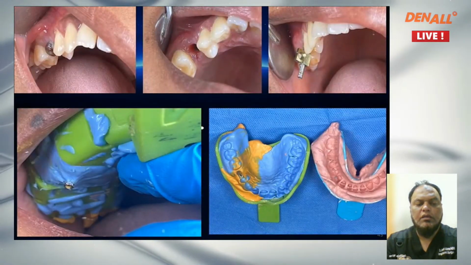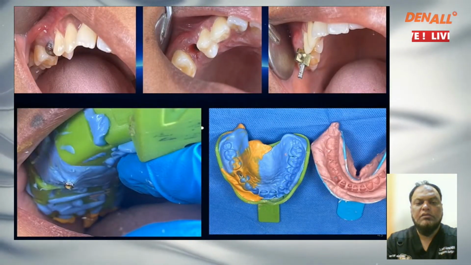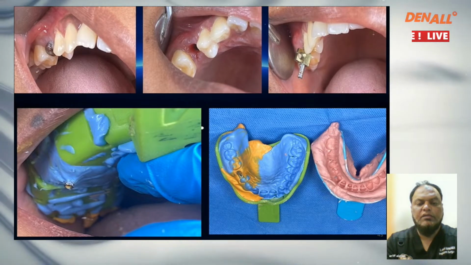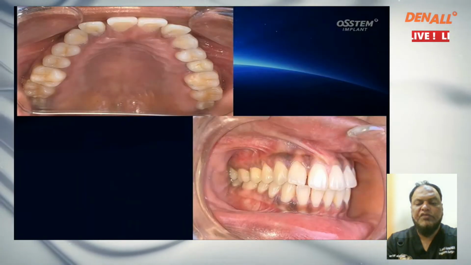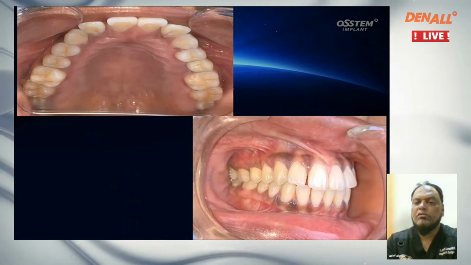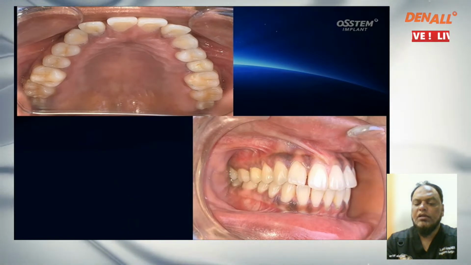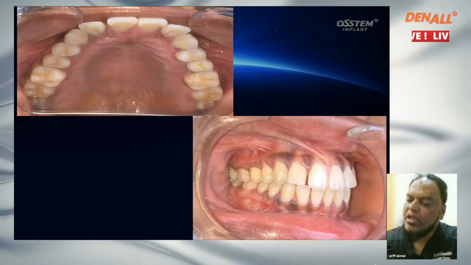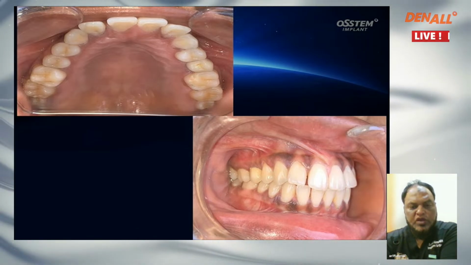And then healing abutment, impression coping, closed and open tray impression coping done, impression taken, and then they fix the crown. Okay. So I think we are almost all done by 1 hour. I'll just show you one more case.